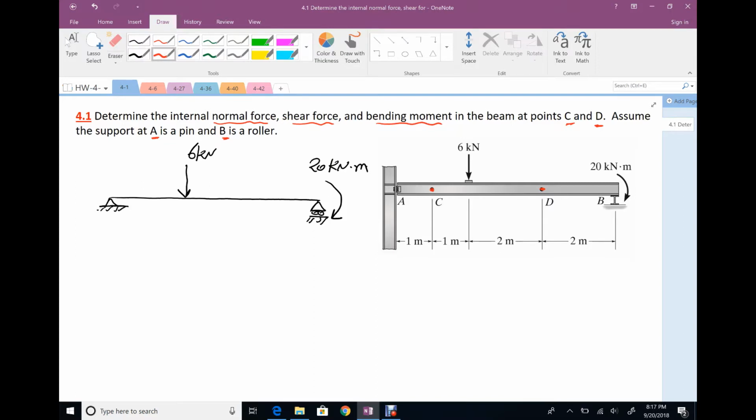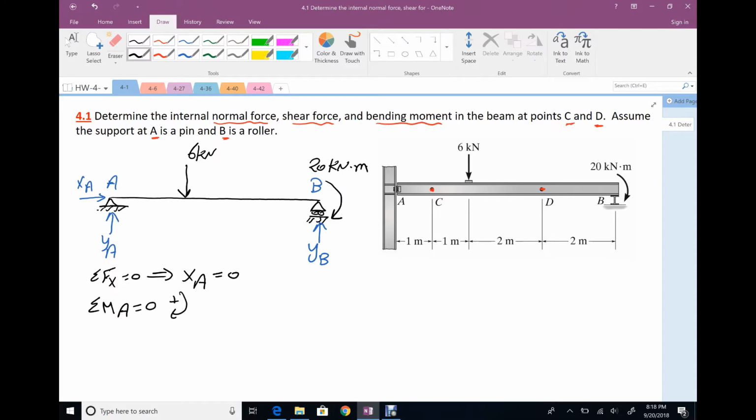First step, we need to calculate our reaction. This support is A, this one is B. Hinge, we have two reactions, XA, YA. This one is roller, so we have one reaction, YB. 3 equilibrium equations, summation Fx equals 0. So XA equals 0.